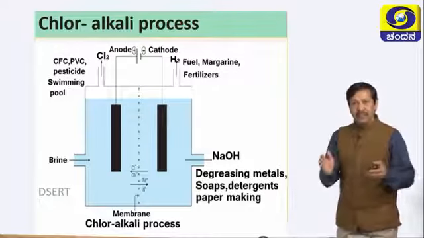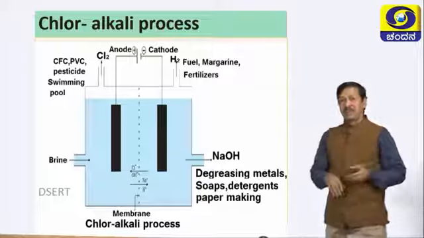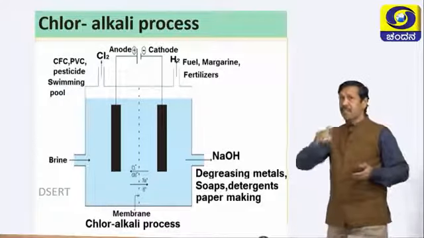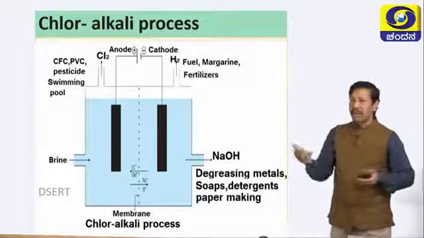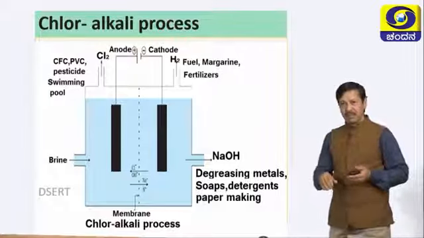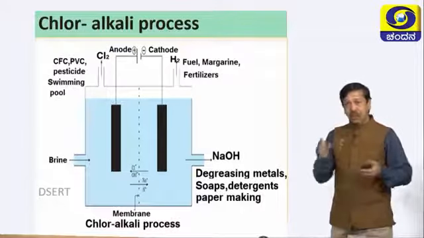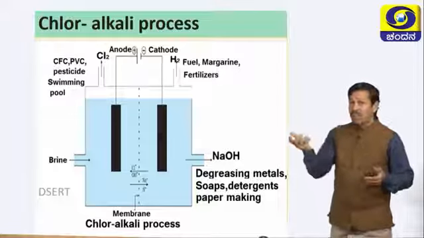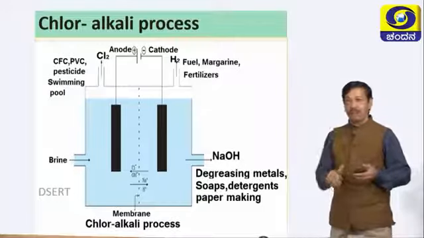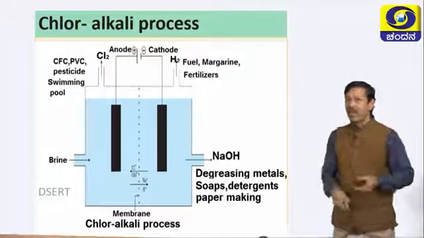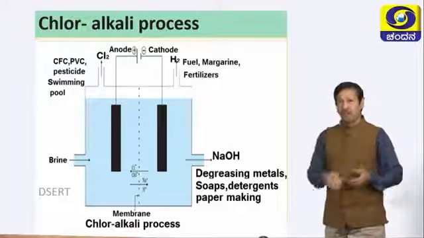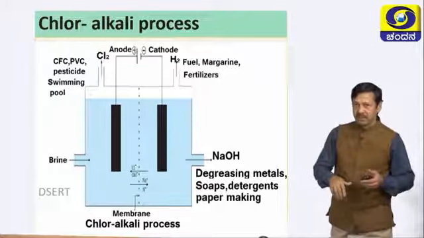Concentrated NaCl solution is said to be brine. That brine is taken in this unit, then electricity is passed through that. What happens? NaCl breaks up into Na+ and Cl-. Similarly, water also breaks up into H+ and OH-. Now, see what happens. The chlorine migrates towards the anode, which is the positive terminal. Cl- is a negatively charged ion, so obviously attracted by the positive anode, and it is collected as chlorine gas. Similarly, at the cathode hydrogen comes and that is also tapped out.